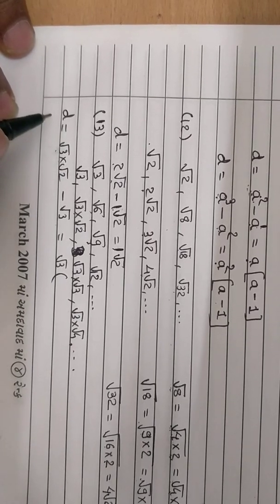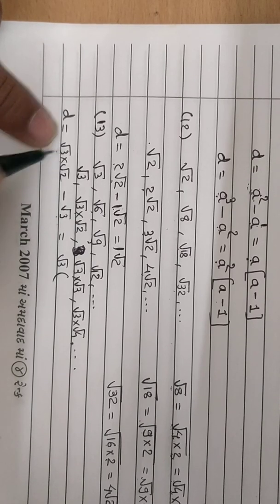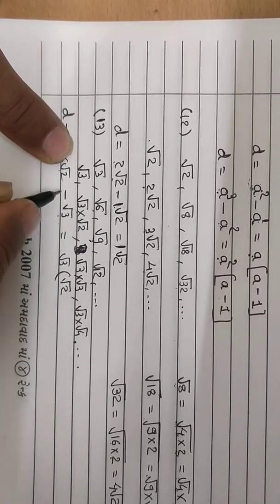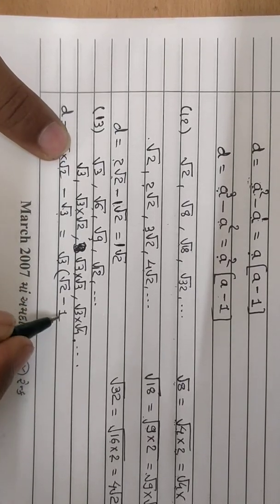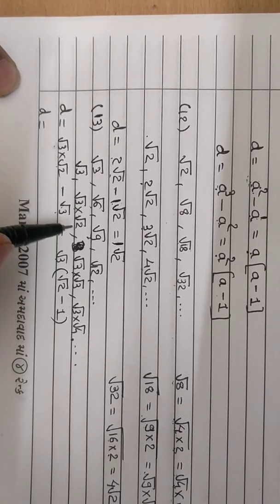So in this D, I will take root 3 common. So this root 3 is common, so root 2 is there, minus sign, root 3 is out, so 1 will be there. Okay, again find out D.